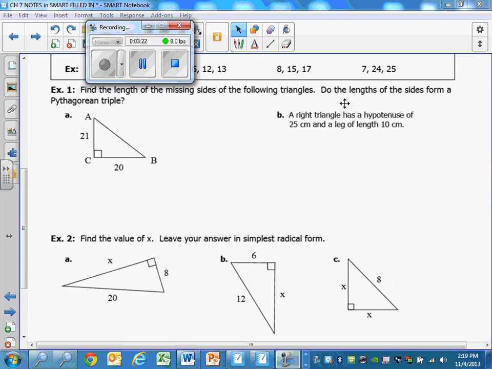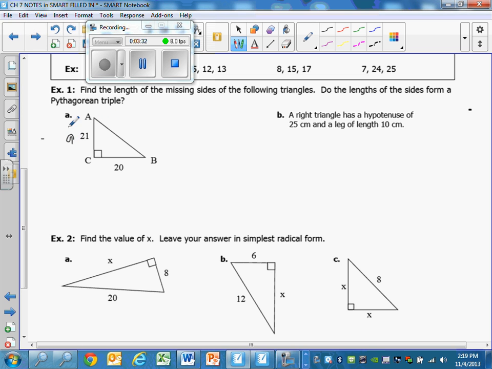Now we're going to try to solve one. So we have two sides. This is side A or B, doesn't matter, and this is side B or A, doesn't matter, but I labeled them A and B. I know that it's not C, because C is the hypotenuse, the longest side. It says, do the lengths of the sides form a Pythagorean triple?